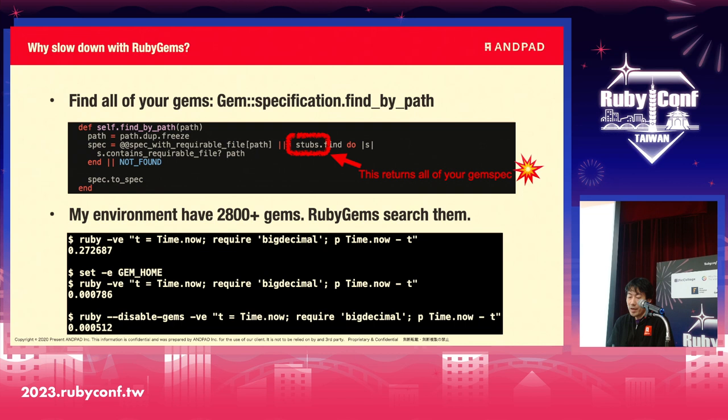For example, in my environment, I share the gem home across multiple Ruby versions. As a result, the number is over 2,800 gems. In my environment, I tried to load only bigdecimal like this. It took 0.27 seconds to load. However, the environment with the gem home environment variable unset is 318 times faster. Finally, the original require with the disable-gems option of the Ruby interpreter is 514 times faster.